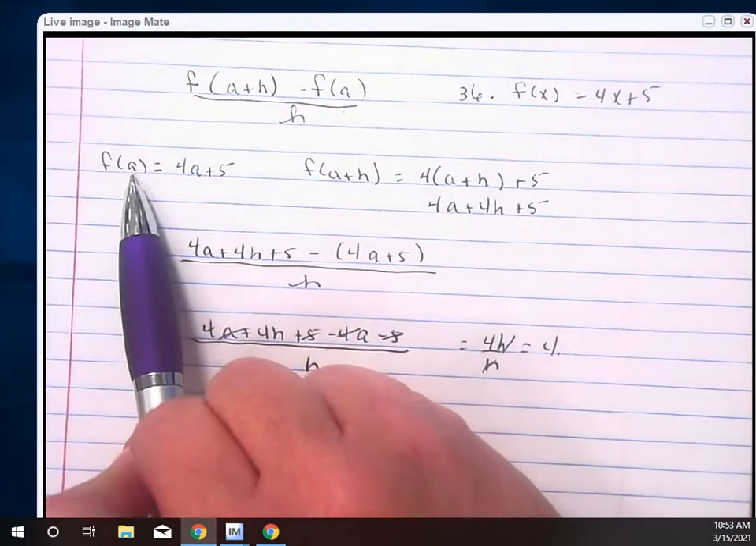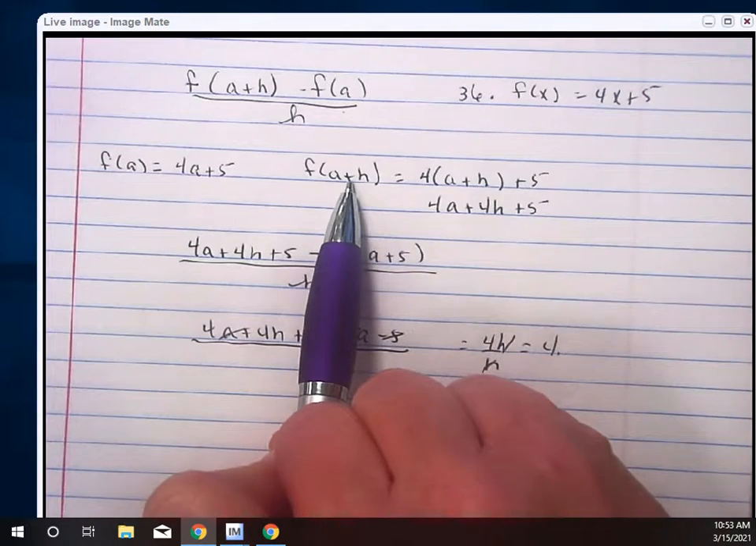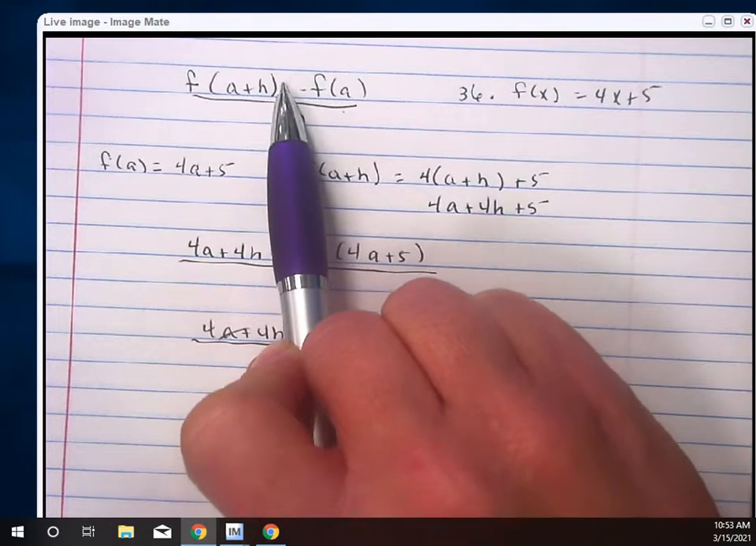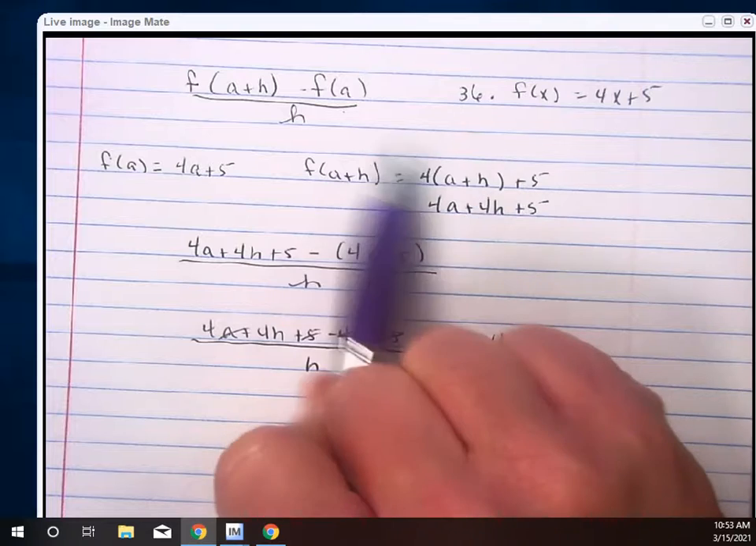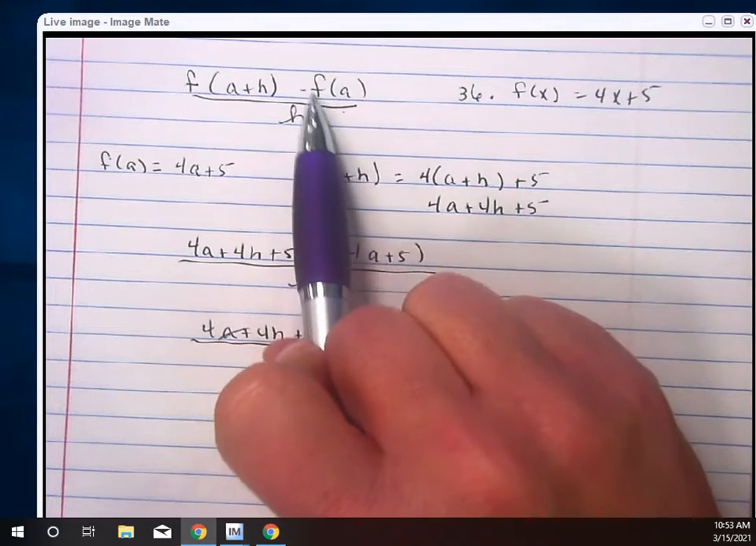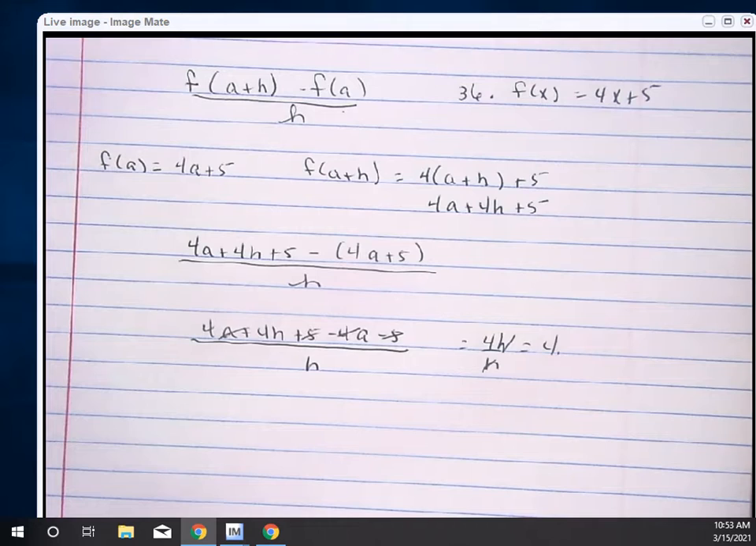Plug in your a into your original function. Plug in the a plus h into the original function, and then rewrite this f of a plus h by what it was equal to, minus, so don't forget to distribute that negative, of what the f of a equals. Okay? Let's try another one of those.